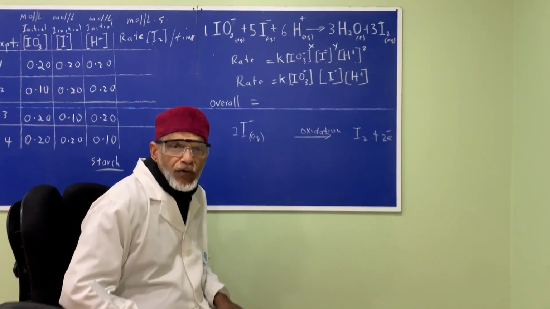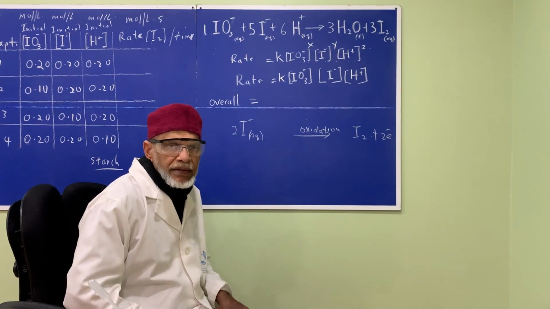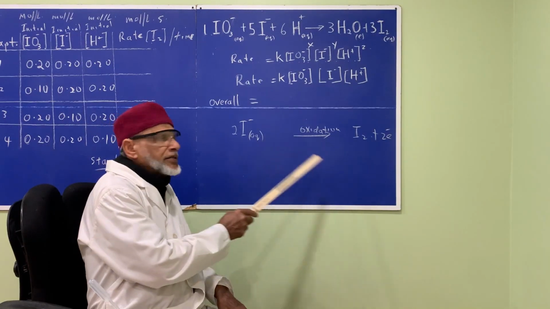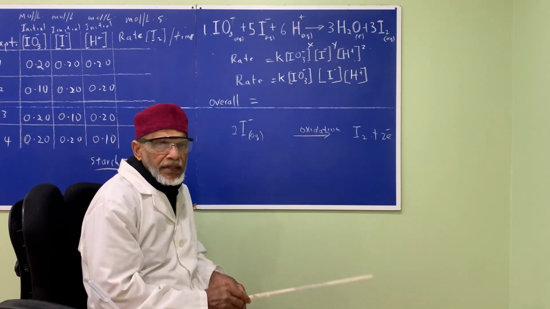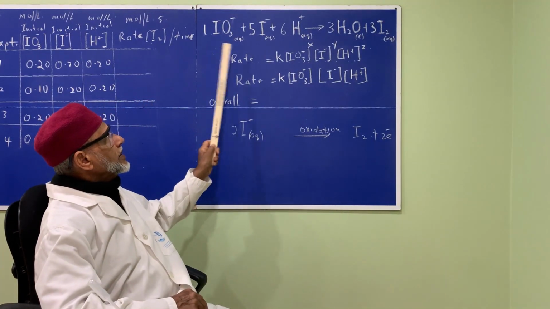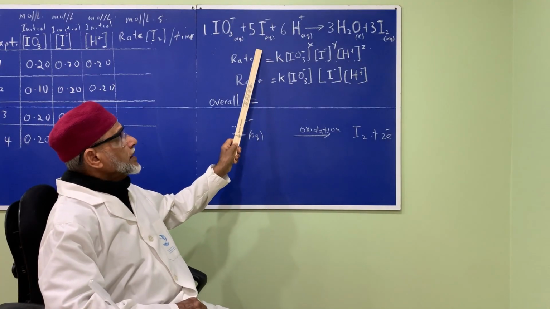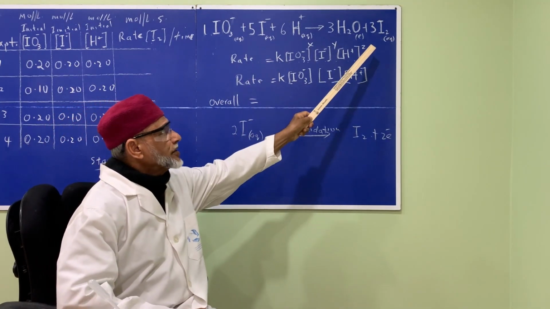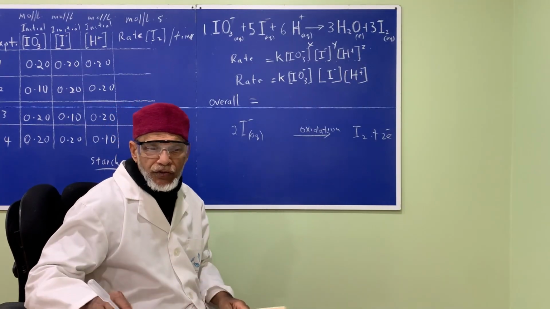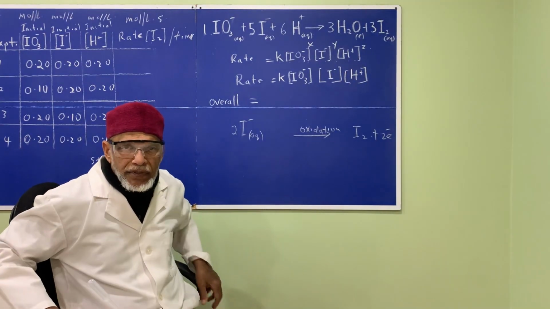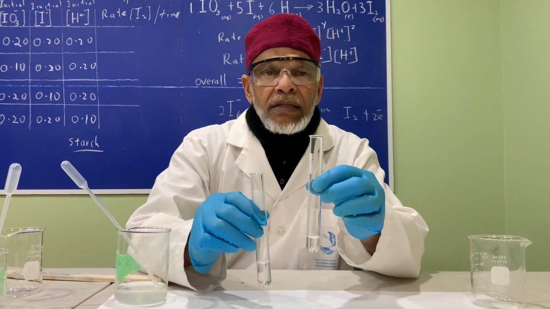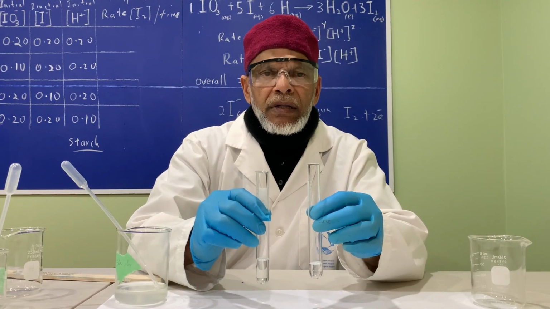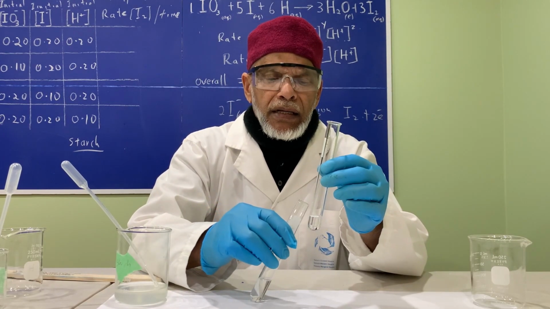In the presence of an oxidizing agent, iodide ions are changed to iodine molecules. And that is what is going to happen inside this reaction. The iodide ion here, in the presence of iodate and hydrogen ions, will change to iodine. I just want to show you how that happens. So this is a solution of potassium iodide. Yes, iodide ions right there.